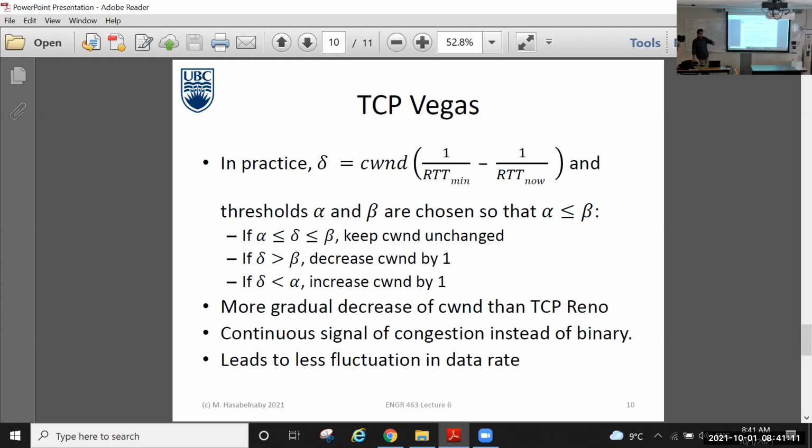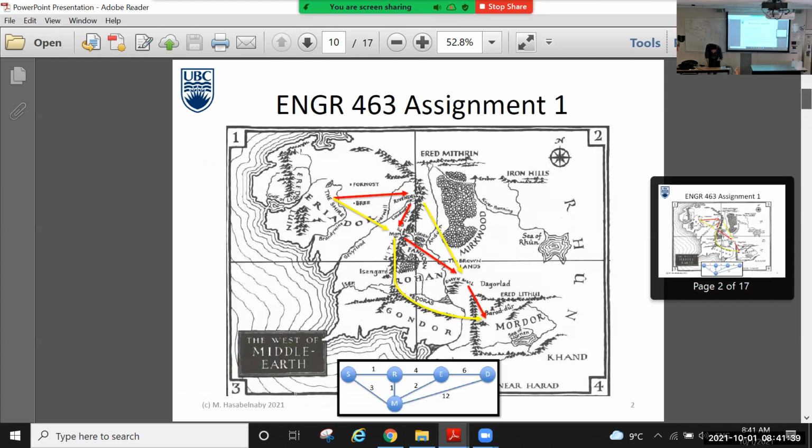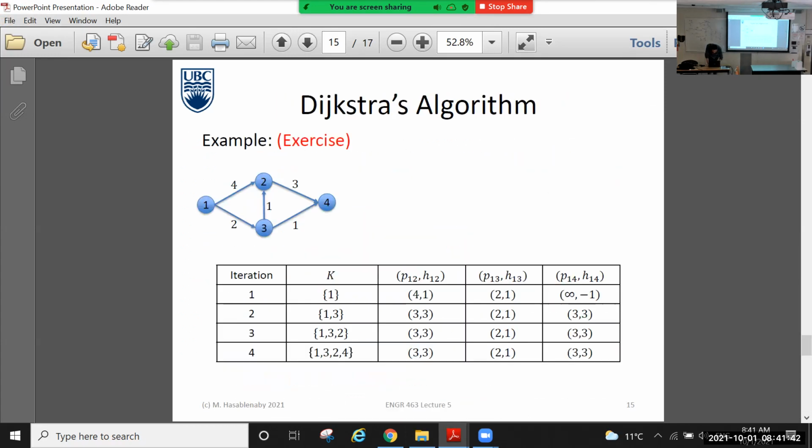We still have 10 minutes before we finish. I want to ask you, did anyone do the Dijkstra exercise? You didn't do it? Okay, so let's do it together, and this will be the last thing in our lecture today. It was this one. Anyone has any question about the congestion control topic today?